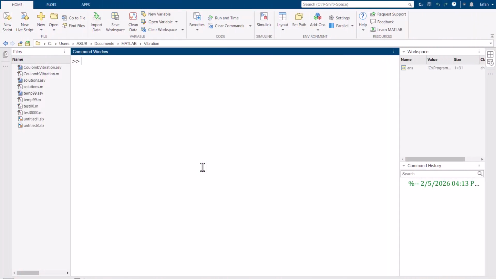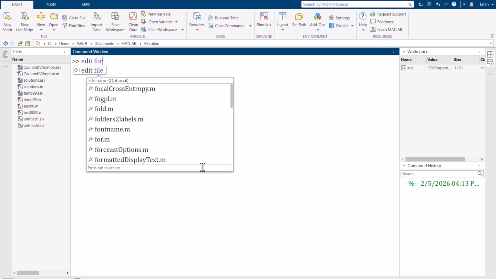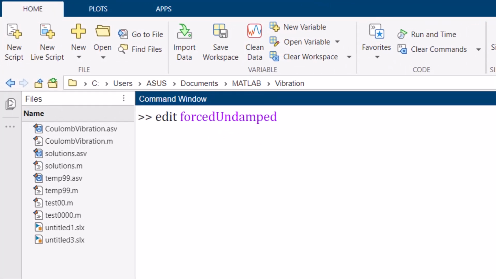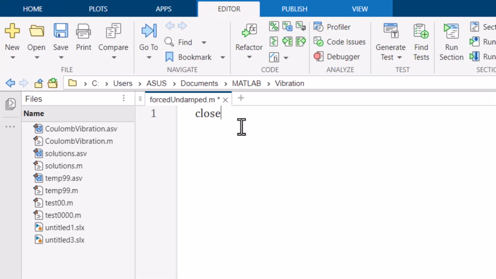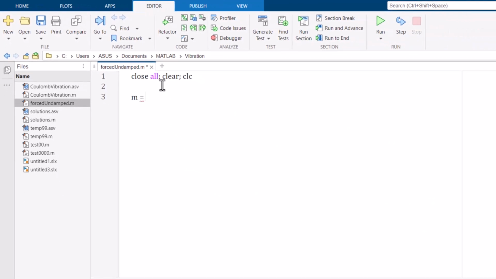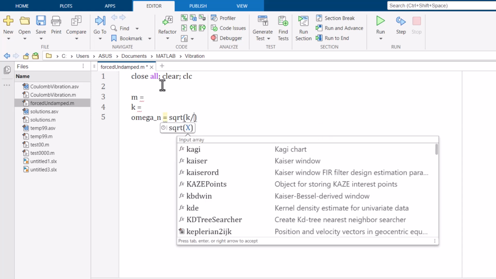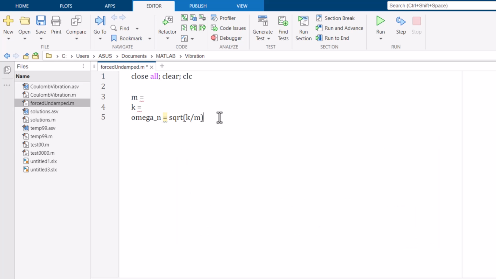I go to MATLAB, I create an M file called forced undamped, and I want to solve these equations analytically using the dsolve command. So close all, clear, clc. I need to define the constants, m and k, I also define omega n, which is the natural frequency. It is the square root of k over m. I take m to be 1 kilogram and k to be 200 newtons per meter.